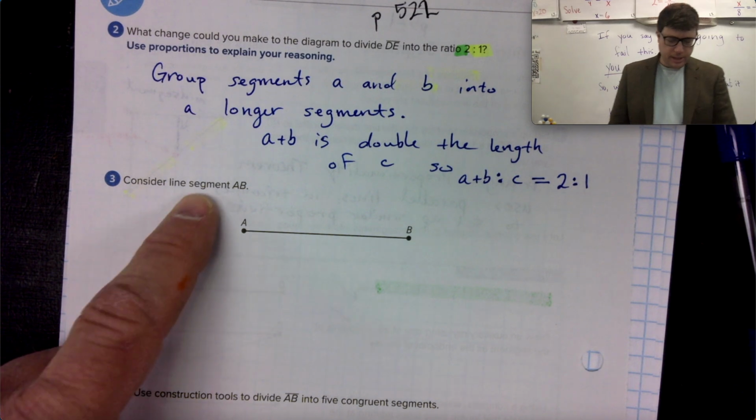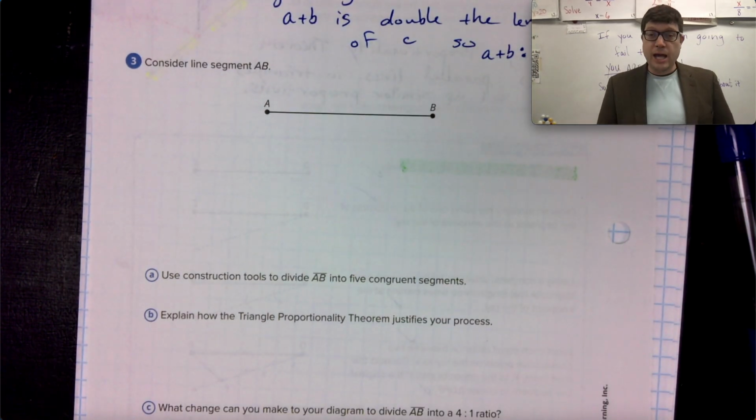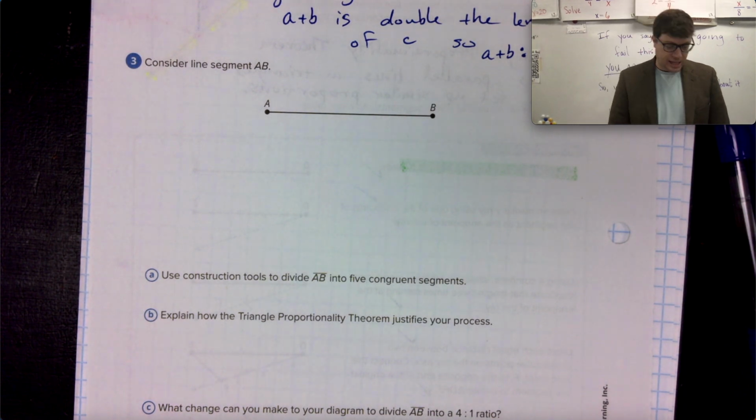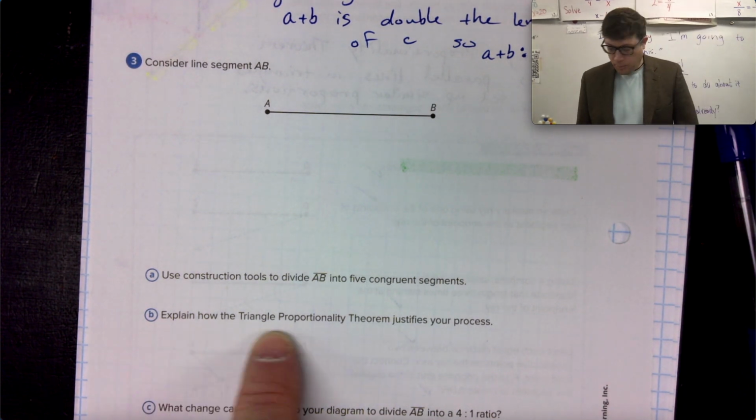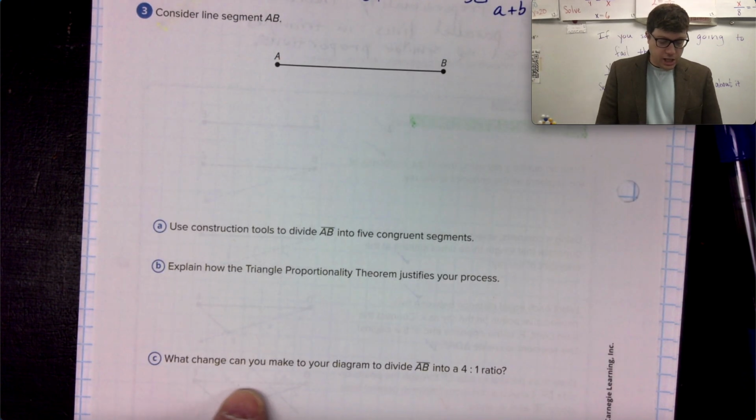Let's do number 3. Consider the line segment AB. Let's use construction tools to divide AB into 5 congruent segments. Explain how the triangle proportionality theorem justifies your process, and then what change can you make to your diagram to divide AB into a 4-to-1 ratio?